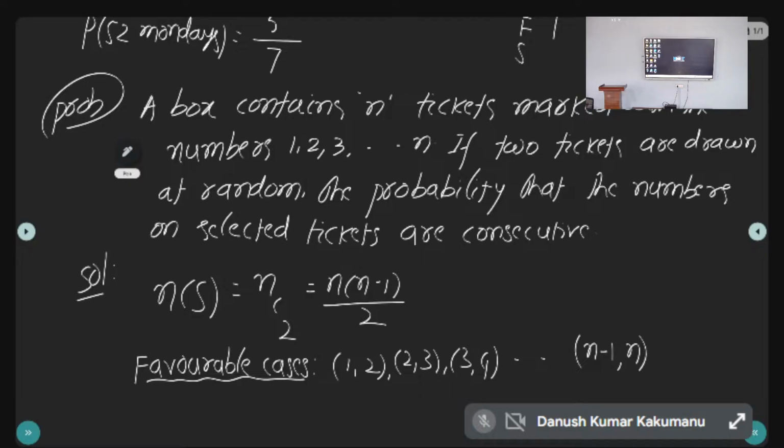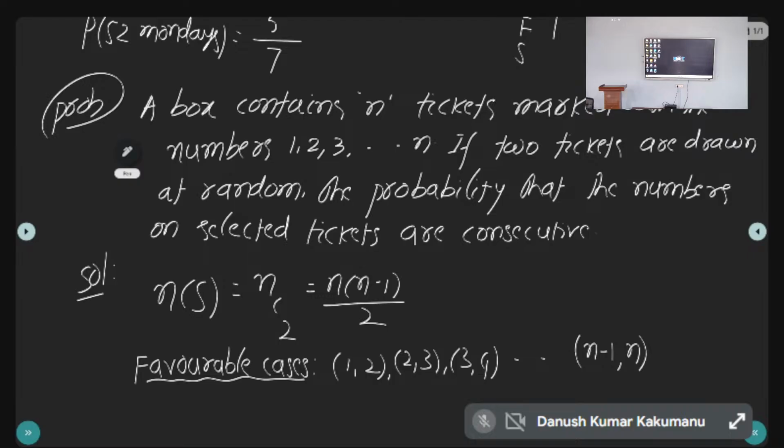Clear? Now you see here, how many such cases are there? All these are favorable cases. Numerator is the number of favorable cases you have to write. Suppose there are two tickets only, just one possible case. Suppose there are three tickets, one, two, three. How many cases are possible? Either one, two or two, three. Two possibilities. Two tickets, one possibility; three tickets, two possibilities.